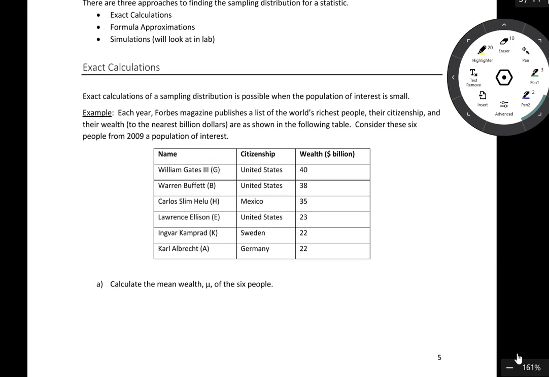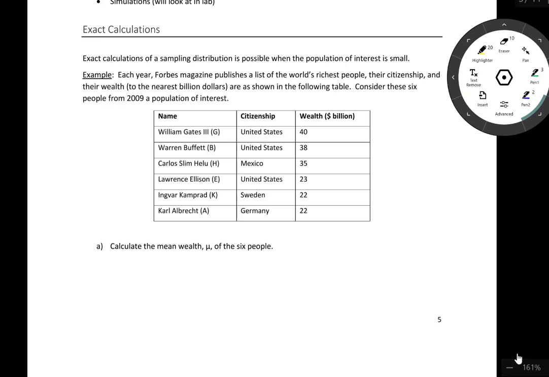Each year, Forbes magazine publishes a list of the world's richest people, their citizenship, and their wealth to the nearest $1 billion, as shown in the following table. These are the six wealthiest people from the 2009 edition. The first thing we're going to do is consider these six people to be a population. Notice this is a pretty tiny population. And we're going to calculate the mean wealth of these six people. Here we have the six values for wealth on the right-hand side.